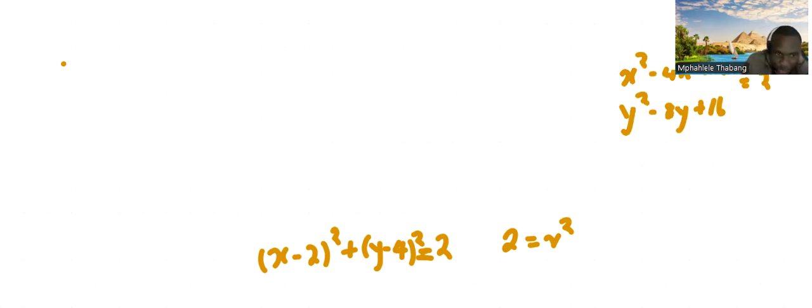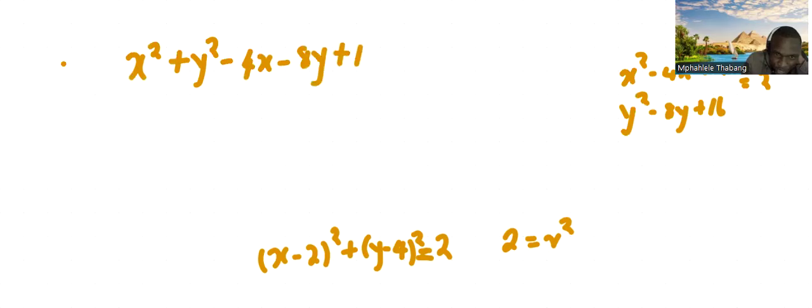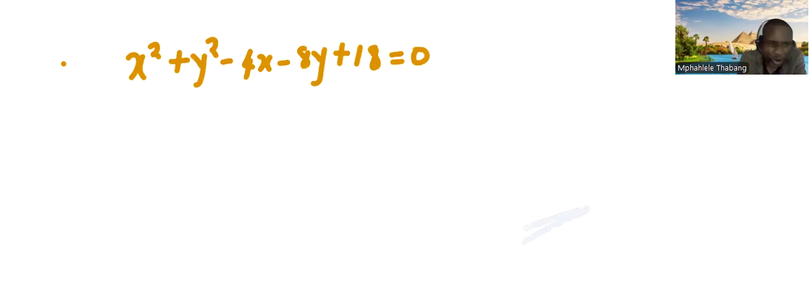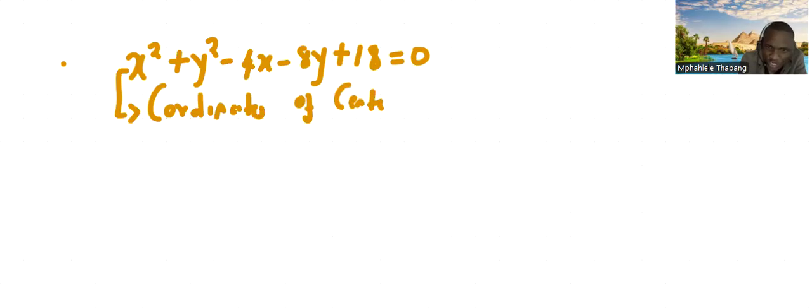Now let's say we give you this. Let's say x squared plus y squared minus 4x minus 8y plus 18 equals 0. And then we say to you, determine the coordinates of the center of a circle. We want the coordinates of the center of a circle.